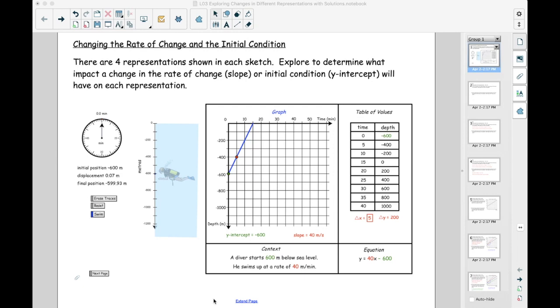Welcome back to Grade 9 Applied Mathematics. We're continuing our work in Unit 6, which is solving problems with linear relations.